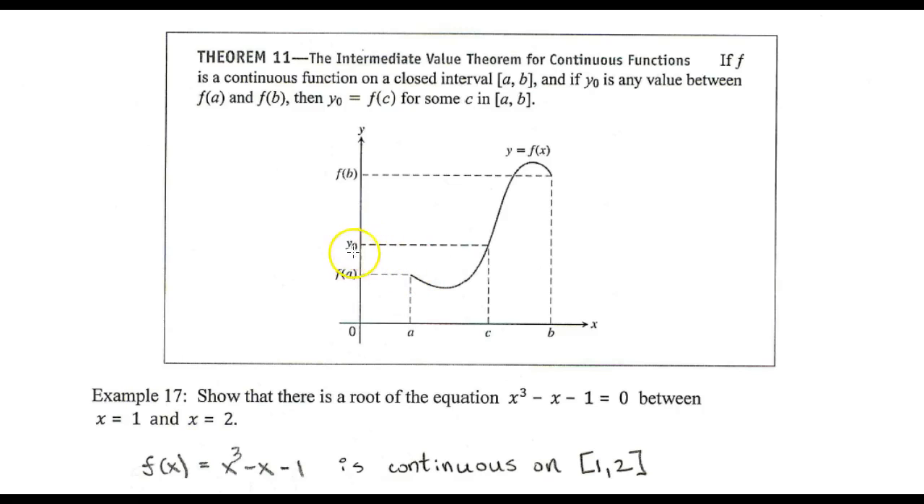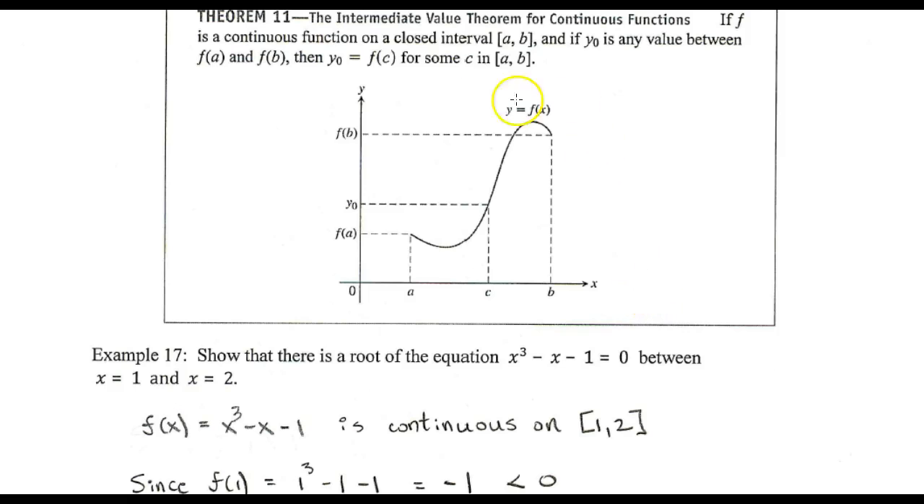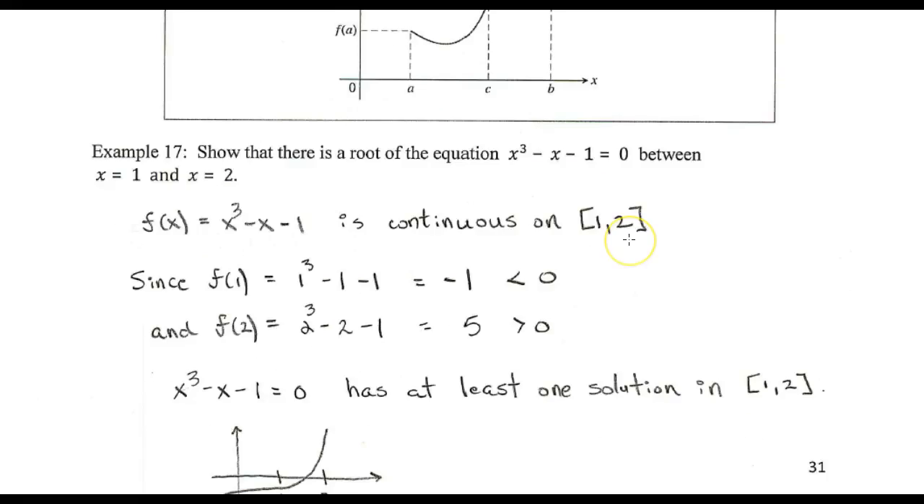So in other words, this value of y naught has to be f of c for c some value between a and b. And with the picture, it just makes common sense that that is the case. Of course, I'm not going to prove that. It's hard to analytically prove it, but with the picture, I hope that just makes some common sense to you. So how can I use this intermediate value theorem to do something?